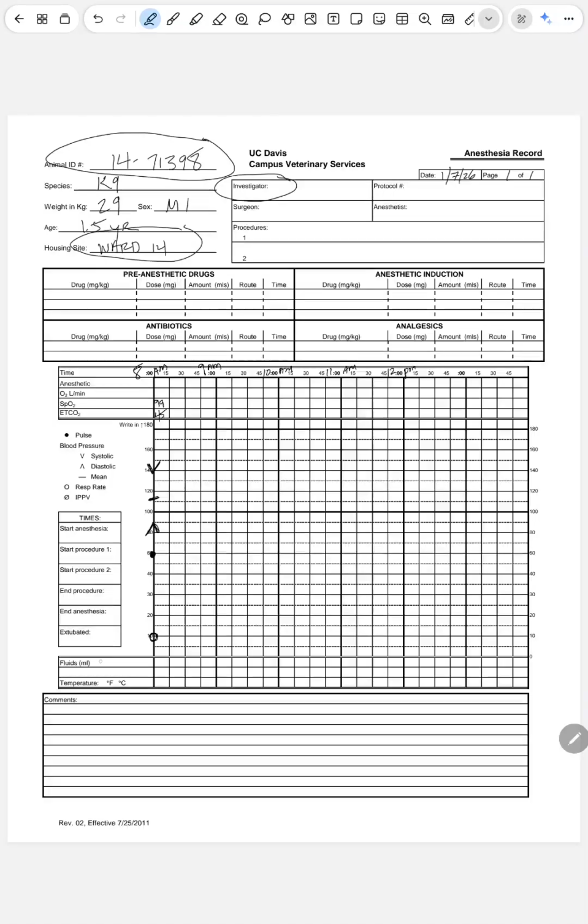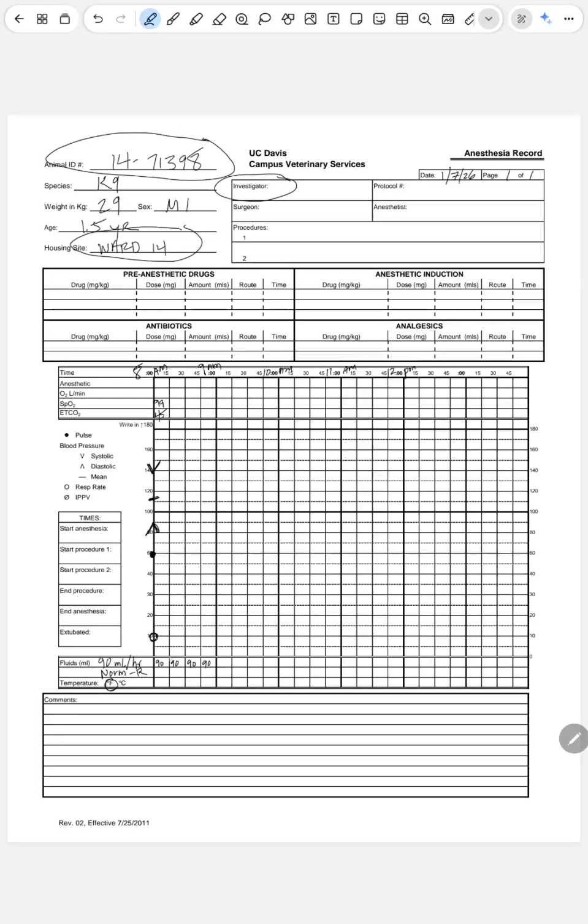So our fluids in mils, let's say we're doing 90 mils per hour, and it's going to be Norm R. And then we're going to say we're doing our temperature in Fahrenheit. So as we're doing this, we can say this is 90, and this is 90, and this is 90, and this is 90. And you just keep going along.